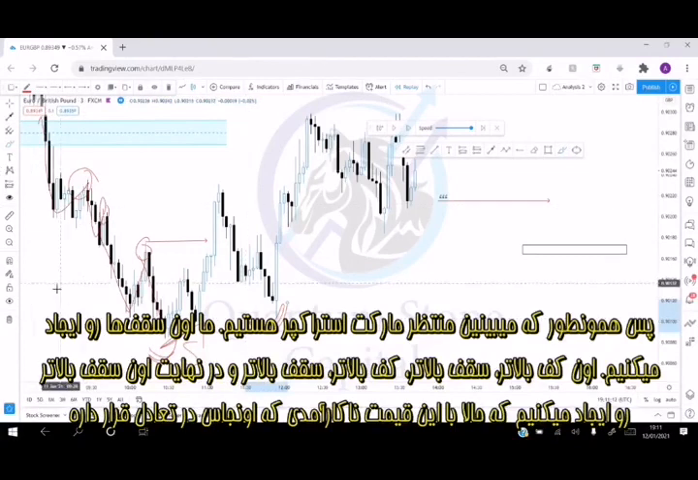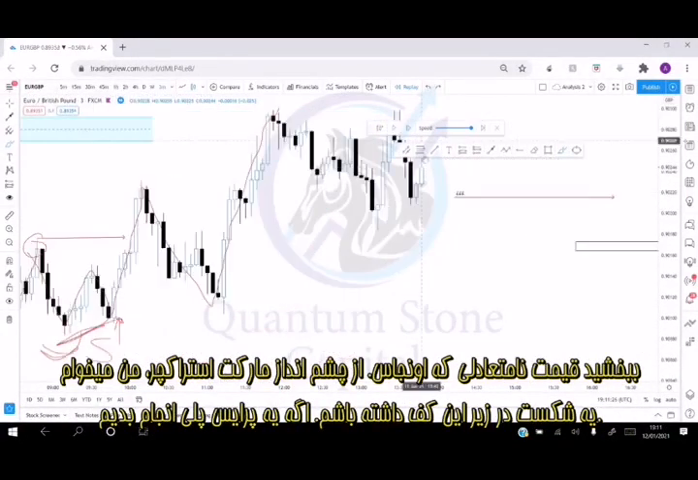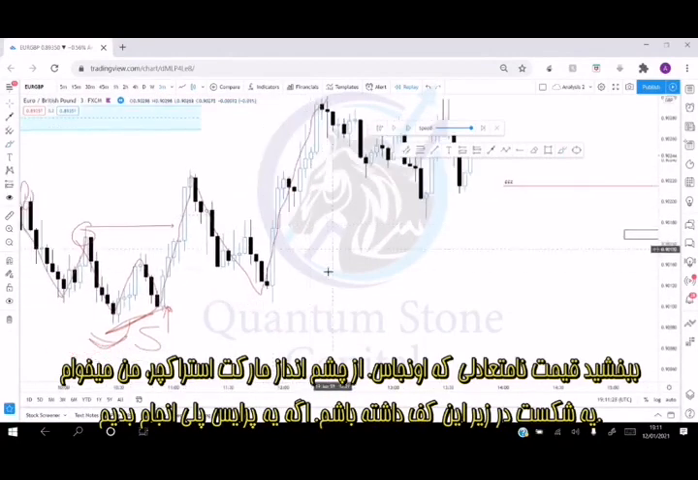So as you can see, if we just look at market structure now, we did create that high, that higher low, higher high, higher low, and we've ultimately created that higher high that's now rebalanced with this inefficient pricing here. Sorry, imbalance pricing there. So in perspective of market structure, I would like to see a break below this low.